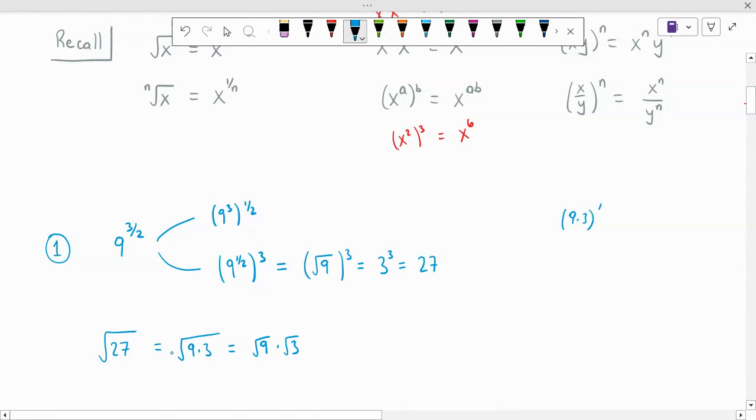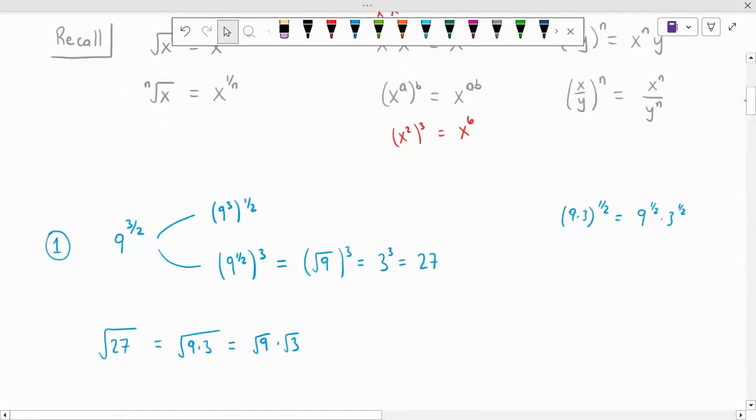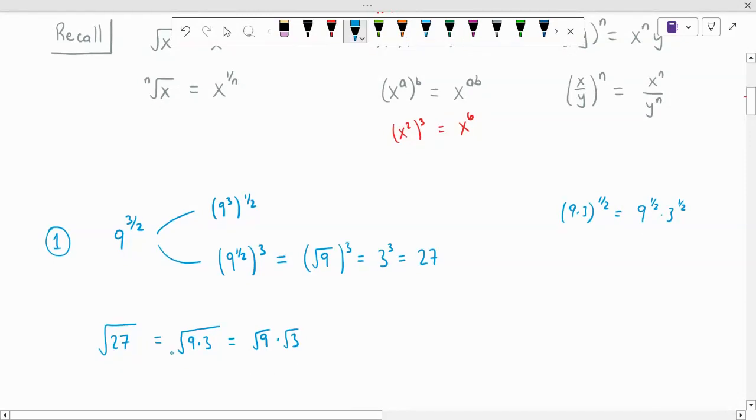So according to this property up here that I mentioned, you can distribute the 1/2 to each factor. And that's what justifies being able to apply the square root to the 9 and the 3 individually, okay? And then square root of 9 is 3. So ultimately, you can simplify this as 3 times the square root of 3, okay?